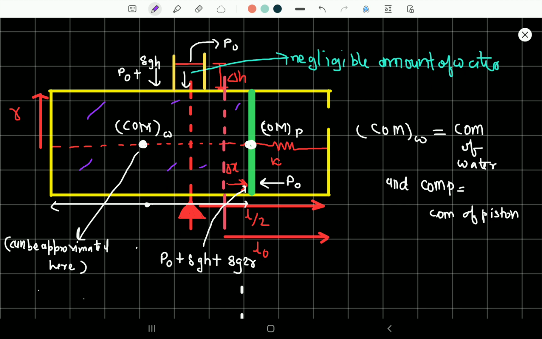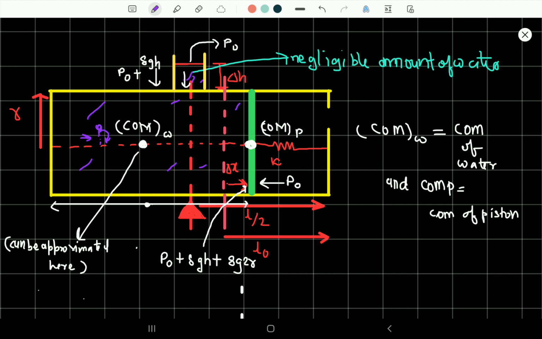So, where would be the center of mass of the water? It would be at the central axis. Actually, it would be somewhere above the central axis, because some amount of water is present here. So the center of mass would be somewhere above the axis. But this height would be very small, as this amount of water is very small. So we would approximate it to be at the central axis of the cylinder.